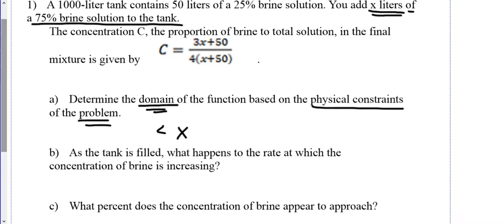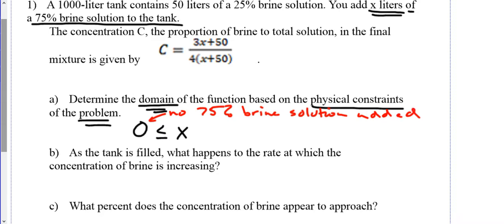So can you add a 0 to this mixture? In actuality, yeah, you could. We don't have to add anything to this mixture, so 0 would be a viable option. It would be equal to 0. This means that when we put the 0 here, there is no 75% brine solution added, which is possible.